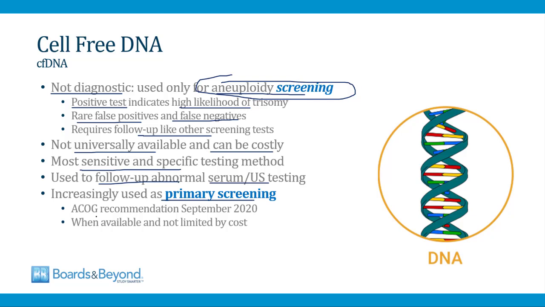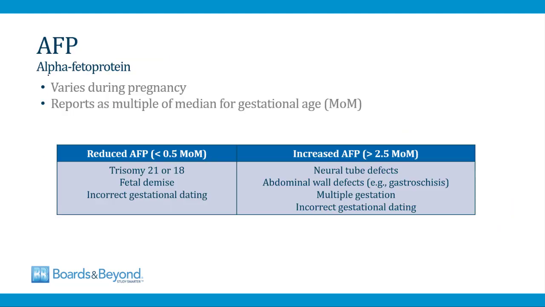And there was a new recommendation from ACOG in September of 2020 that said that when cell-free DNA is available and not cost prohibitive, it should be used as the primary screening test, and that's because of its high sensitivity and specificity. So depending on where you rotate in your training, you may see maternal serum markers measured, or you may see those measurements being replaced by measurement of cell-free DNA. One of the maternal serum markers we talked about was alpha-fetoprotein, which can be used as one element of the quad screen, but the AFP level also has value in and of itself.